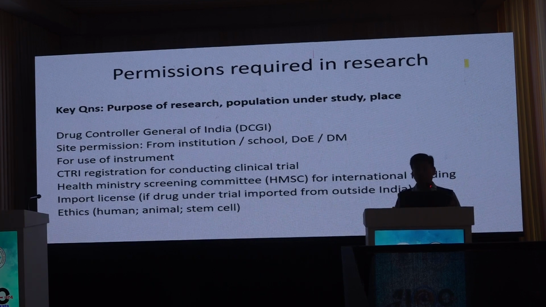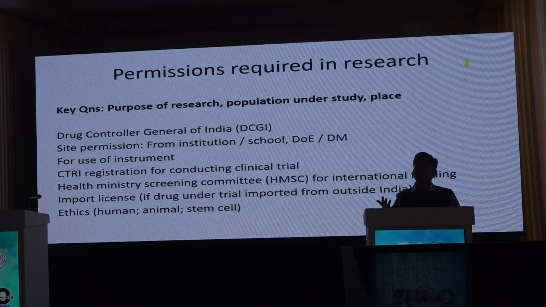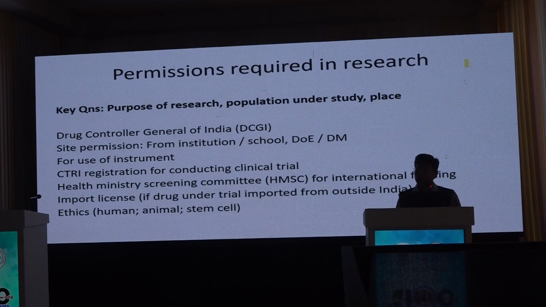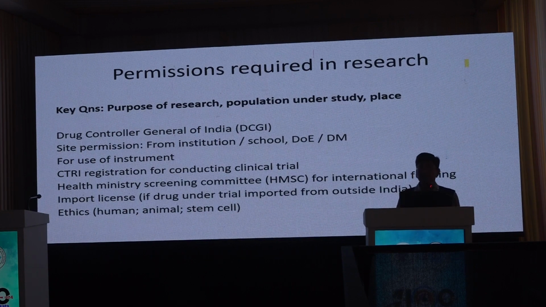For the use of an instrument, suppose you're using a screening tool or a questionnaire, many of these tools are copyrighted, and many may not be free to use. When you are planning a study, many of these tools are available on the net, but may not, in a sense, be free to use. You may have to ask permission. You usually should ask permission. I'll run through each one of them and maybe come back in detail.